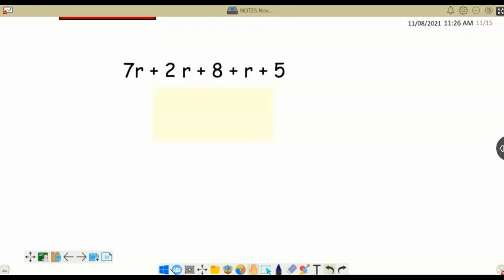How about this one right here? Are these like terms? Can we combine some things in here together? Yes, we can. So if I shuffle these around using the commutative property to move the like terms together, it would look like this. Here's our terms. We have the r terms. We have the regular constants over here. And so it would look something like that. So 10r. This is 7r plus 2r plus 1r. That's 10r. And then 8 plus 5 is 13.